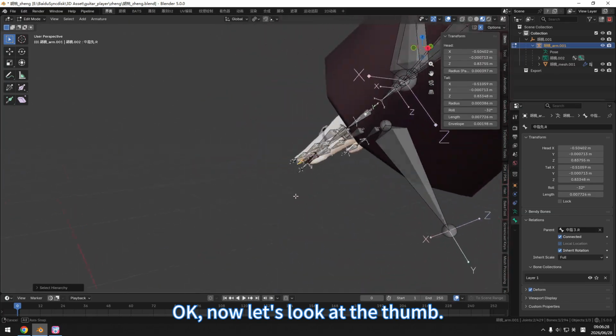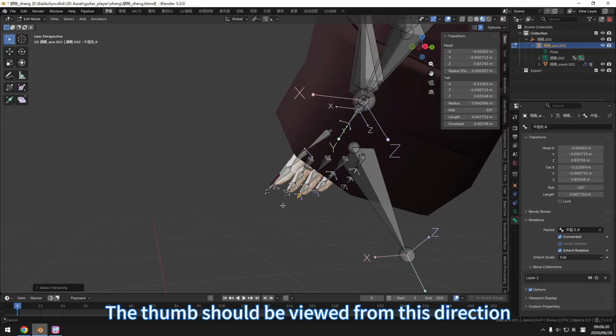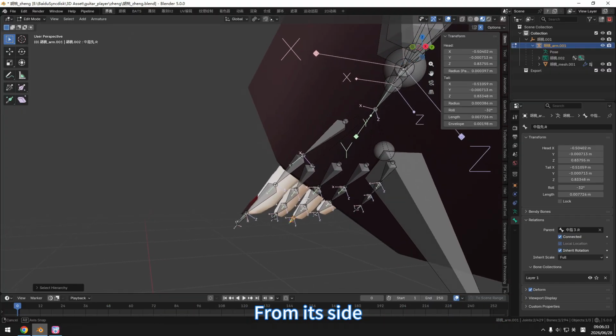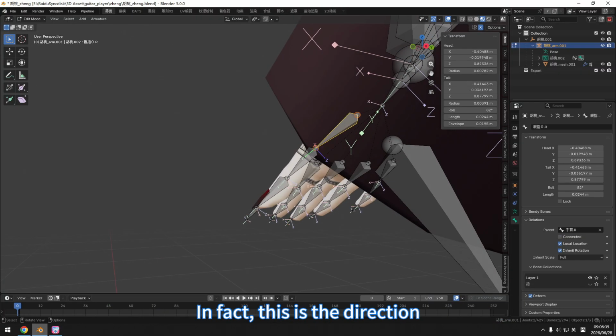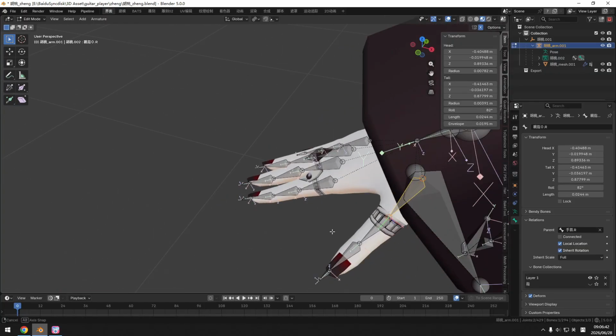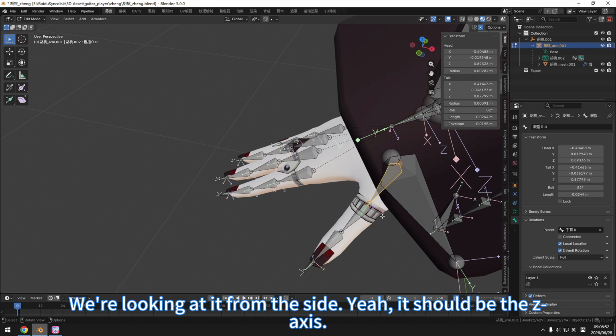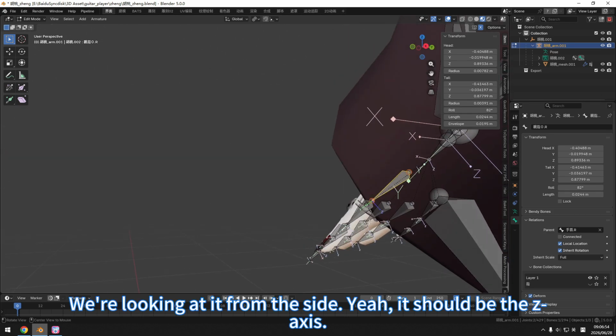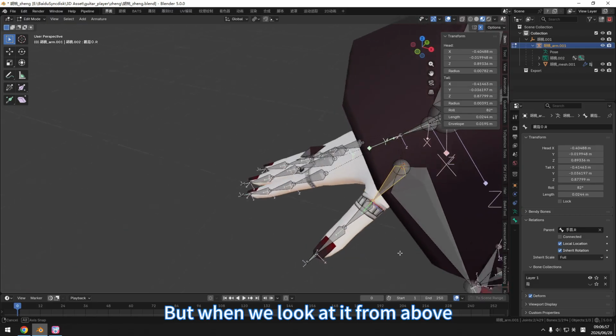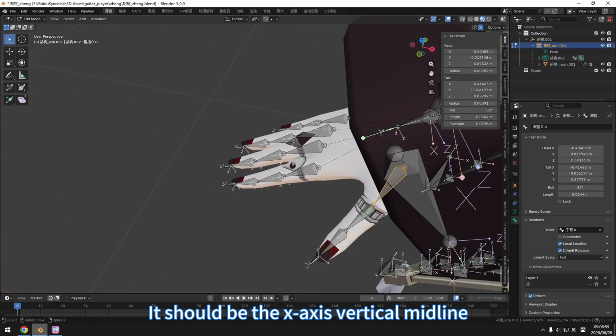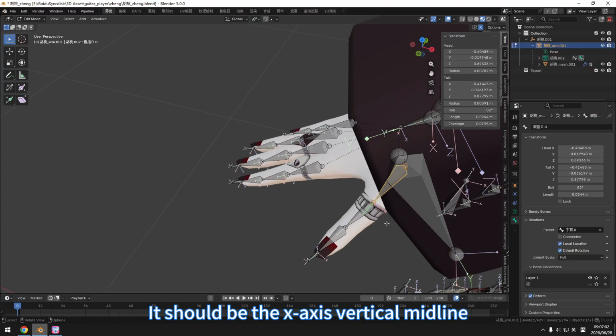Okay, now let's look at the thumb. The thumb should be viewed from this direction. From its side, in fact, this is the direction. There's something wrong with the axis. Let's adjust it. We're looking at it from the side. Yeah, it should be the Z. But when we look at it from above, it should be the x-axis vertical midline.